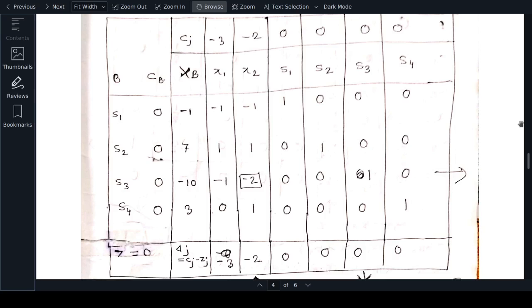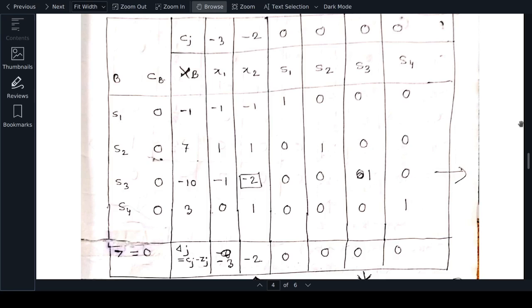Why will we not consider them? Because among the key row elements we consider only the negative ones. Otherwise we will not find the minimum ratio. So 3 and 1, which one is minimum? 1 is minimum, because -3 by -1 is 3 and -2 by -2 is 1. So 1 is less. This is for the x2 column, so the x2 column is our key column, meaning the incoming vector.